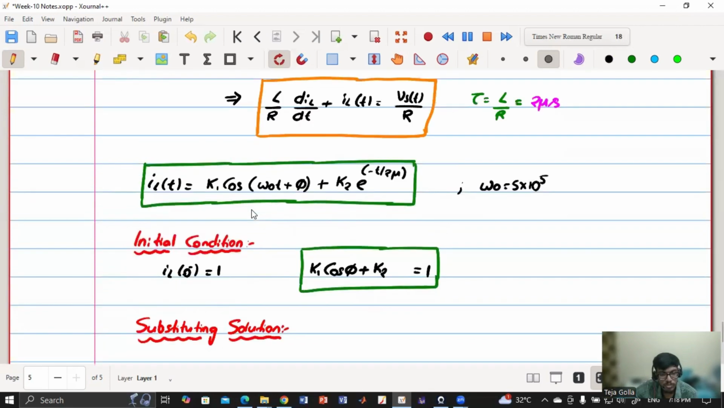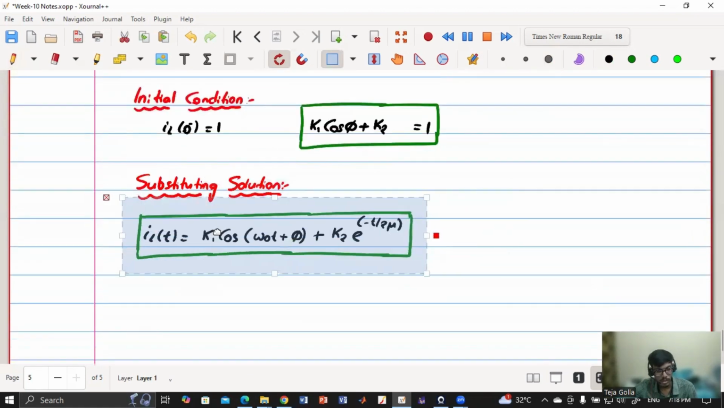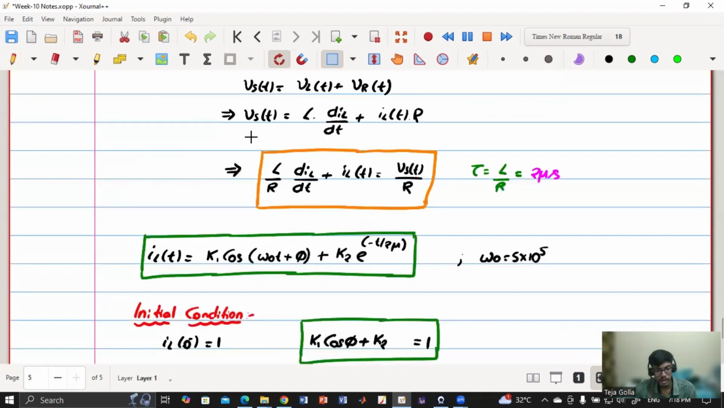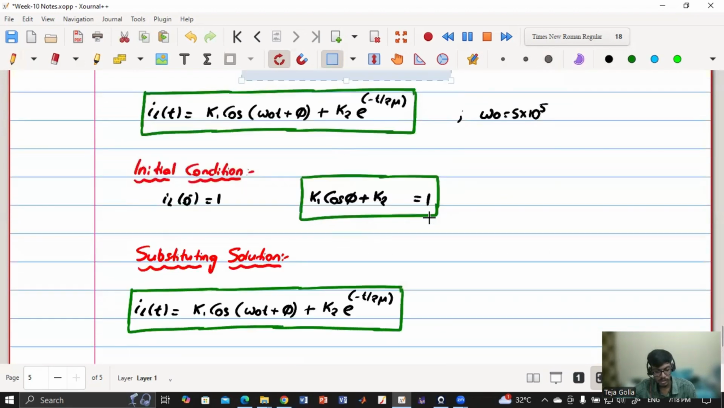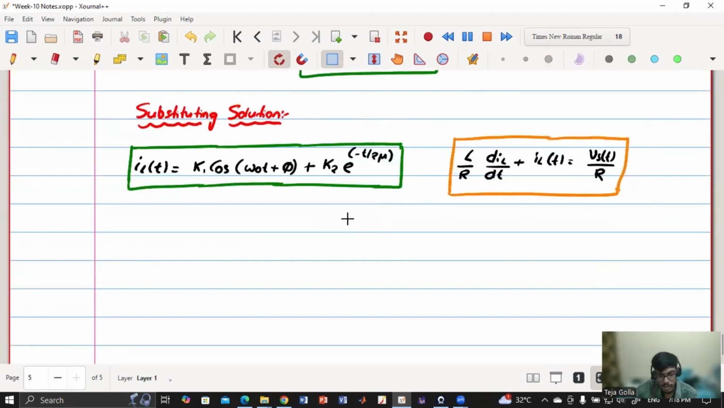Okay. So this is the expression. Let us go and substitute this. Control C, Control V, and now this also. Control C, Control V. Okay, let us go and substitute. So L by R is 2 micro as we know. So 2 micro into dAL by dt.